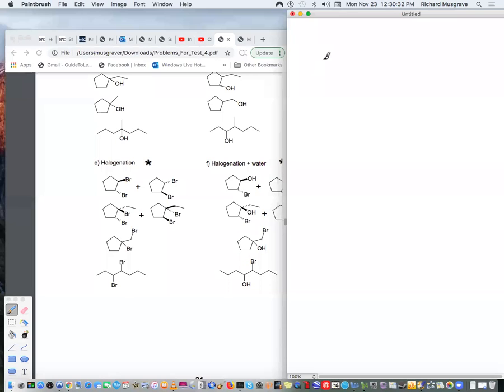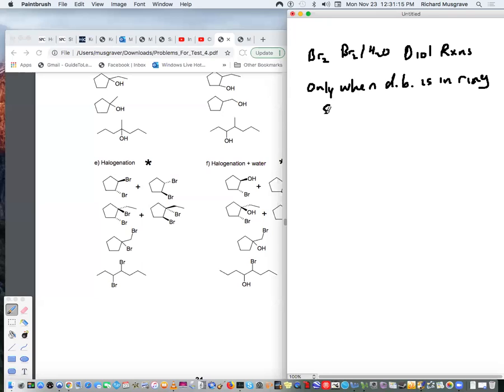So for something like, say, bromination, Br2, Br2/H2O, and the diol reactions, both of them, what you'll find is that only when the double bond is in the ring is it really necessary to show the stereochemistry. So that's the linking factor there. And the reason for that, I'll give you an example. We'll look at halogenation here.